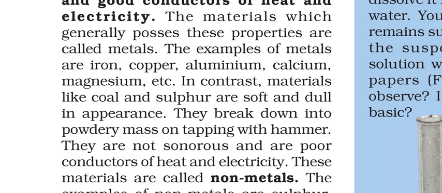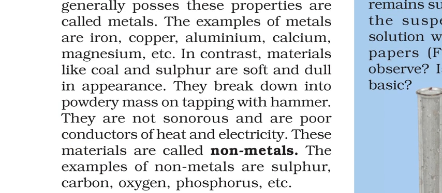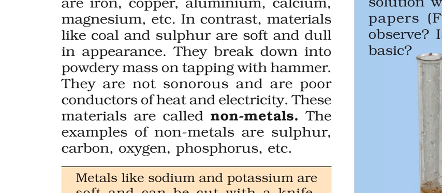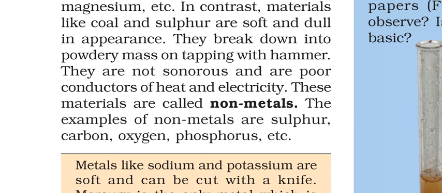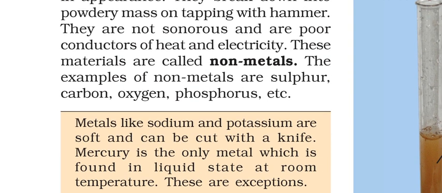But materials like coal and sulfur are very soft and very dull in appearance. They do not have a shiny nature, and when you tap them with a hammer, they break down. They are not sonorous, and they are poor conductors of heat and electricity. The materials which possess all these characteristics are known as non-metals. Examples are sulfur, carbon, oxygen, nitrogen, helium, hydrogen, phosphorus. These are all examples of non-metals. Most non-metals are gases.